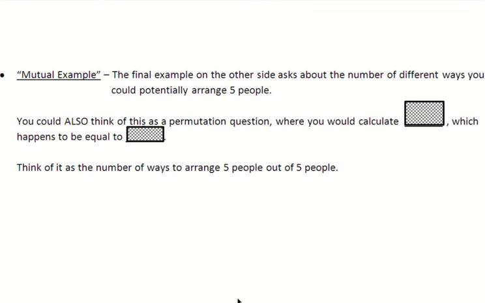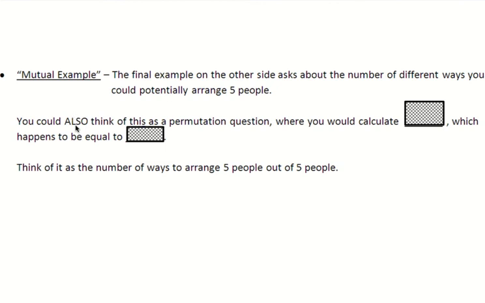All right. Now I'm going to hopefully go into a whole thing that makes all this come a little full circle. I call this the mutual example. The final example on the other side of your paper, I assume, asks about the number of different ways you could arrange 5 people. We do this as 5 times 4 times 3 times 2 times 1: 5 ways to place the first person, times 4 ways to pick the second, times 3, and essentially 5 factorial.